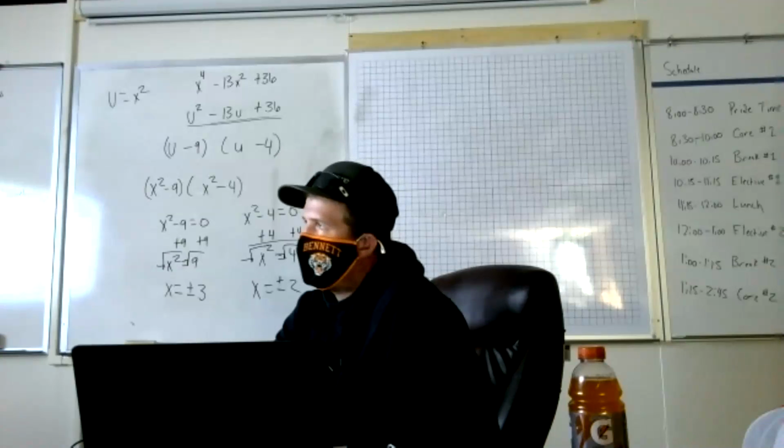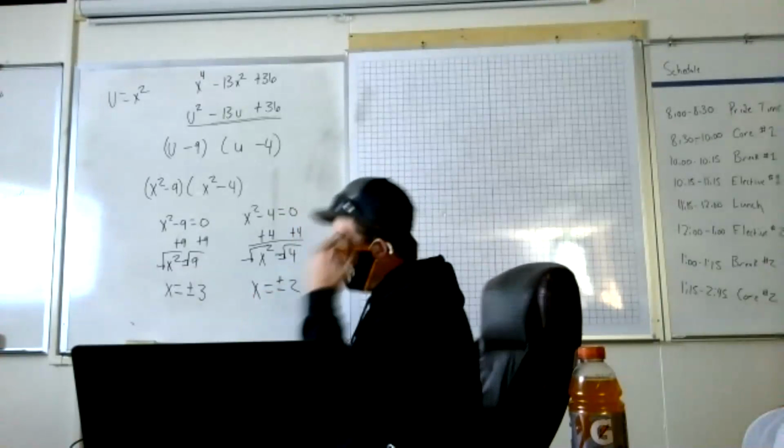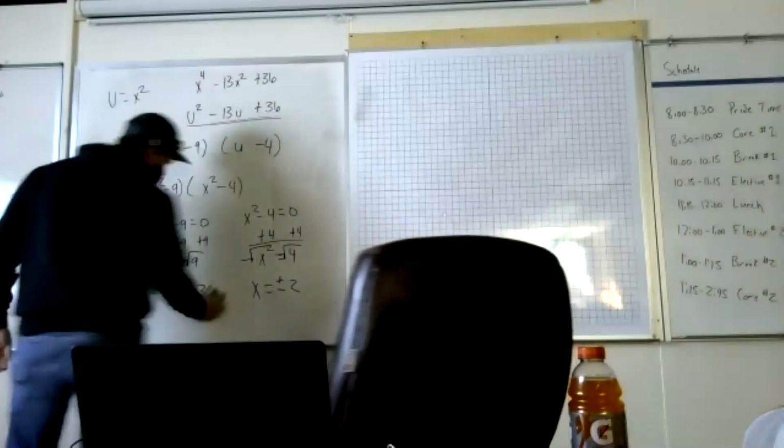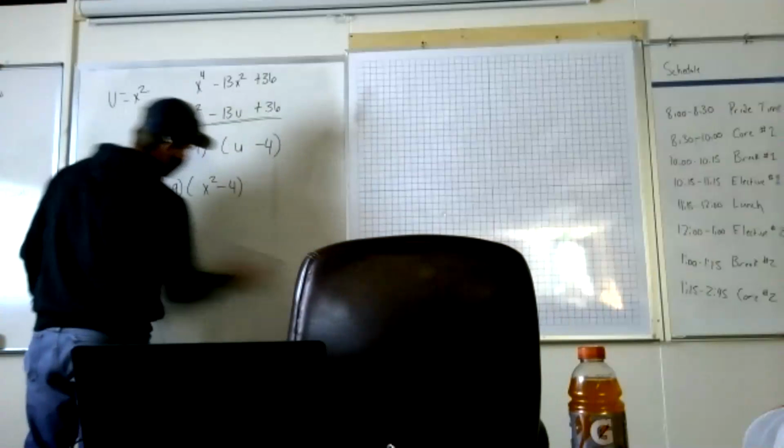Okay, so that's the quadratic more or less. We're substituting in to make it easier for us to factor. We're substituting in to get it into a quadratic form so that we can factor it.